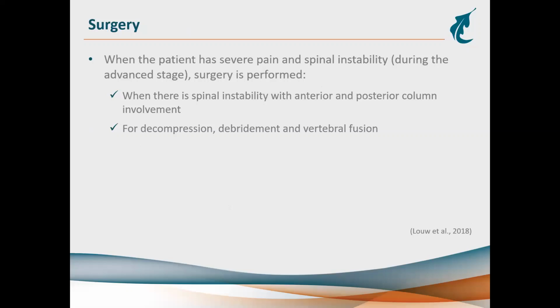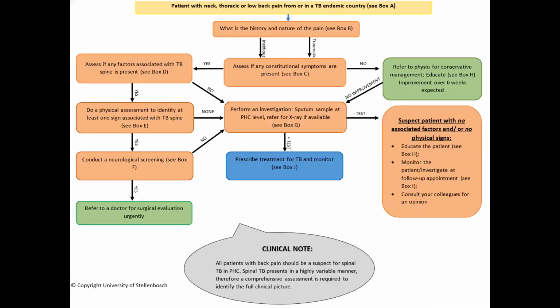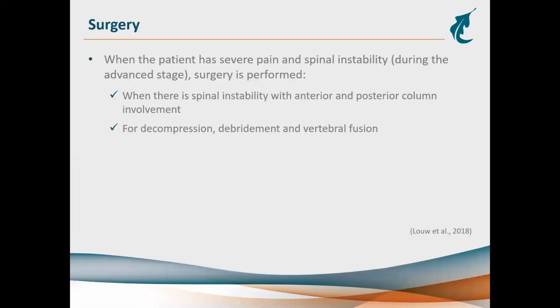And then surgery, when the patient has severe pain and spinal instability, this is usually during the advanced stage, surgery is performed. If you do find that your patient has neurological symptoms, you should refer them as soon as possible. So this is done when spinal instability and of the anterior and posterior column is involved, and they do a decompression and debridement, and usually a vertebral fusion for these patients.